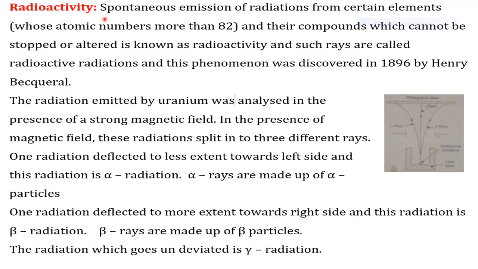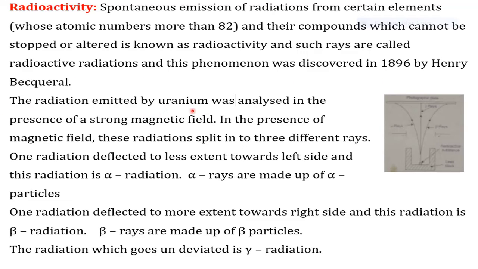Radioactivity. The spontaneous emission of radiations from certain elements whose atomic numbers are more than 82, and their compounds, is called radioactivity. These radiations cannot be stopped or altered, and such radiations are called radioactive radiations. This phenomenon was discovered by Henri Becquerel in 1896.